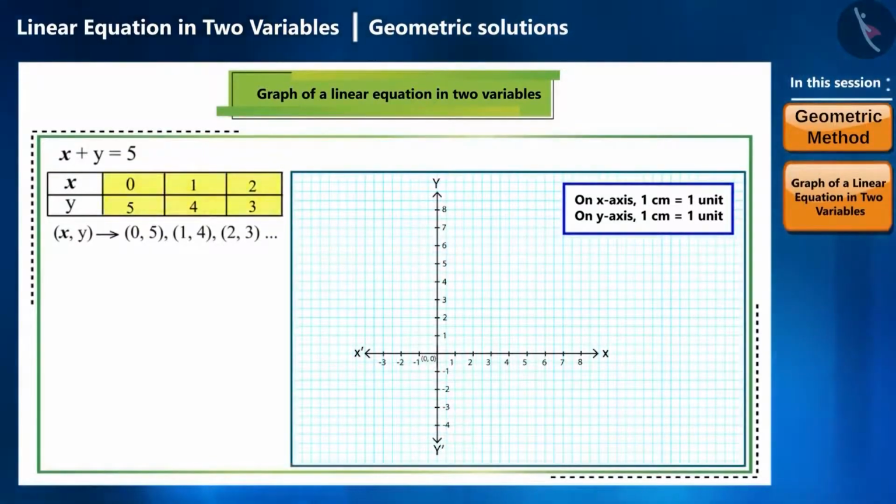Let's plot these 3 points. The point (0, 5) is plotted here. The point (1, 4) is plotted here. You can also show the point by drawing a perpendicular from point 1 on the x-axis and a straight line from point 4 on the y-axis. And the last point (2, 3) will be here. Now we will draw a line connecting these 3 points. This way, we represent a linear equation with two variables on a graph paper.